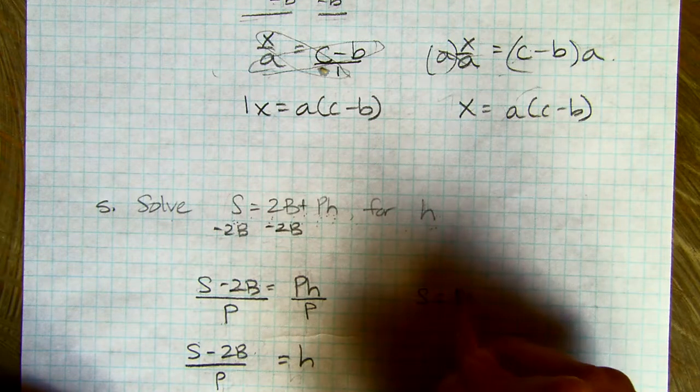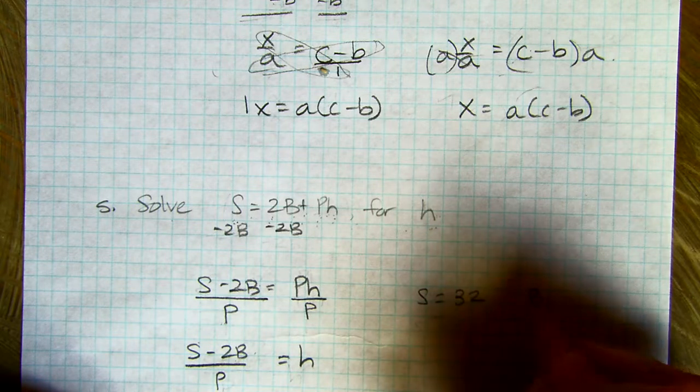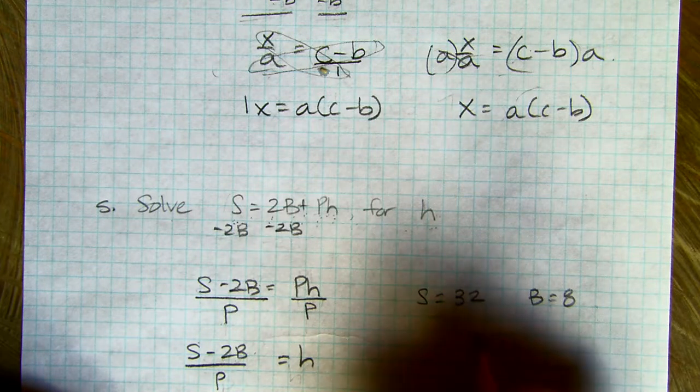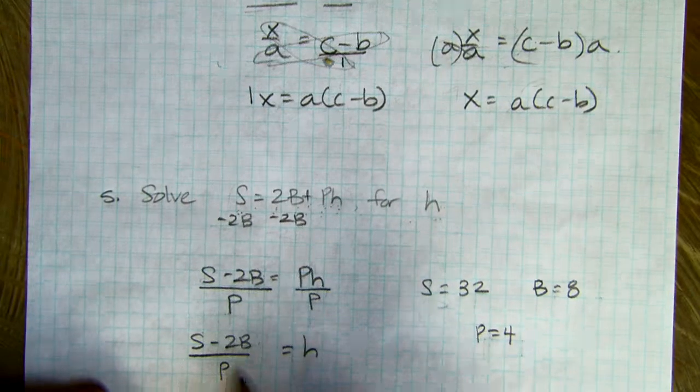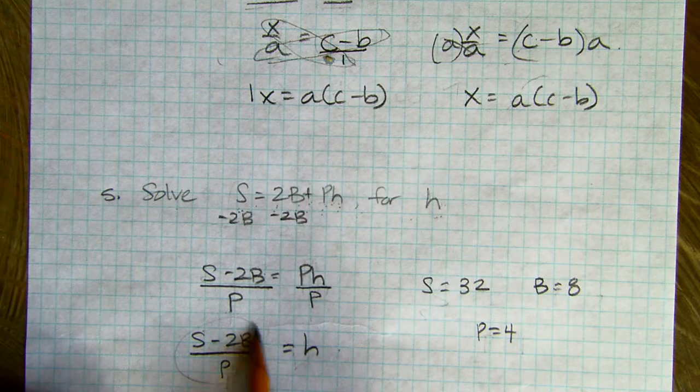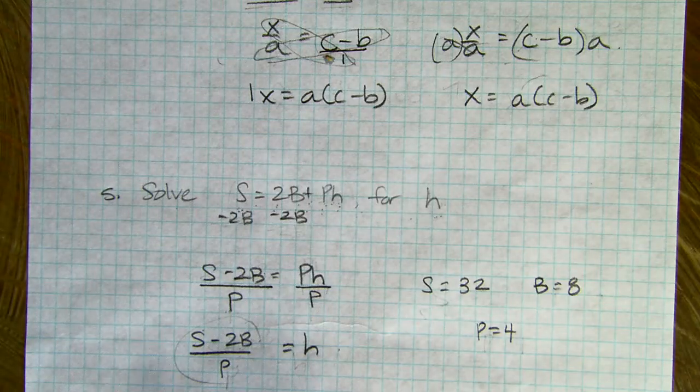So if I told you the surface area was 32 and the base was 8 and the perimeter was 4, you could plug all of those quantities in and get h by itself most readily if it's in this form. All right, so practice those, and you've done the chapter, and if you have time, you can start to prepare for the test. See you when you get back.